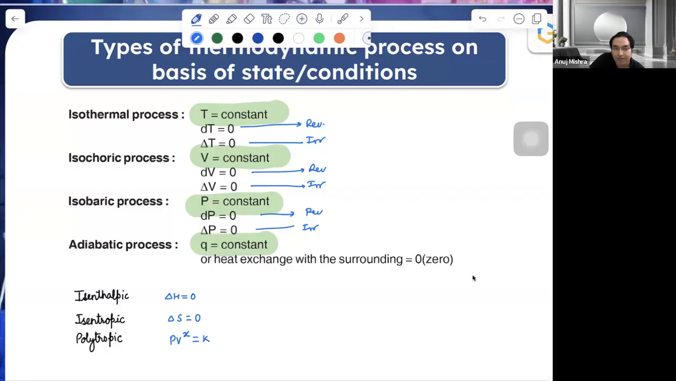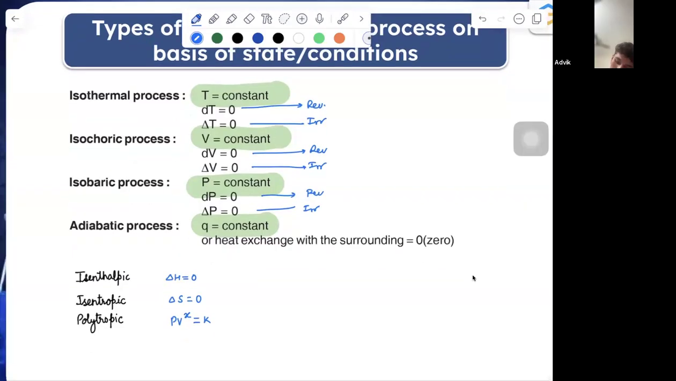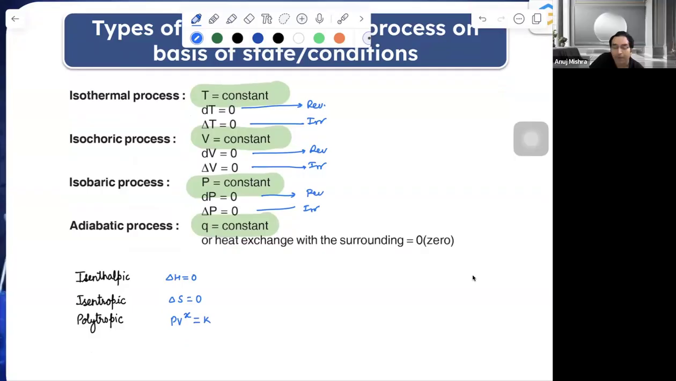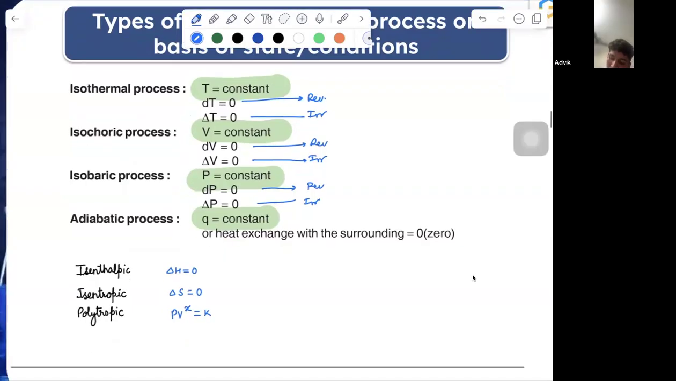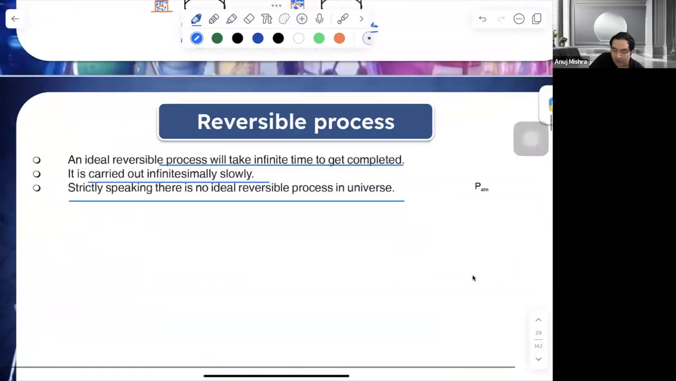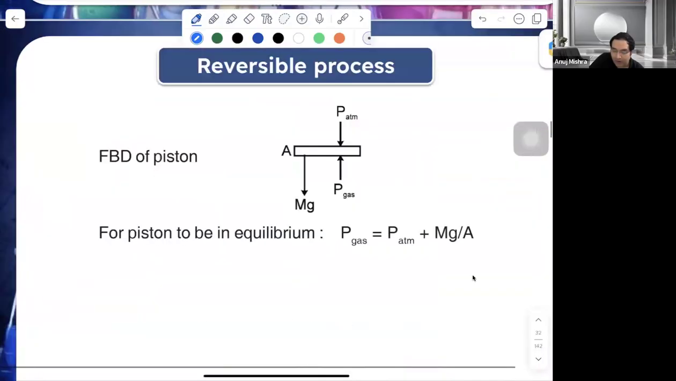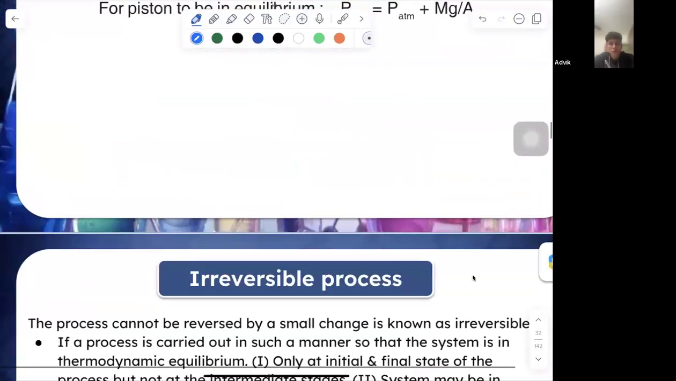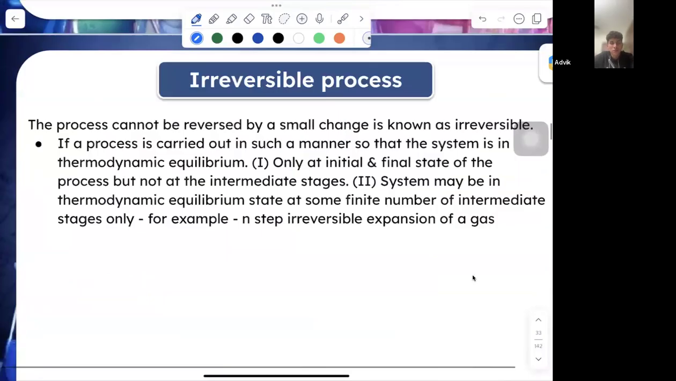चलो आगे चलें. 1 मिनट सर, पॉलीट्रॉपिक। सर, पॉलीट्रॉपिक आप एक्सप्लेन कर सकते हो? हाँ, PV power X is constant. We'll talk about it in detail. Don't worry. Okay fine sir, just like PV power X is constant. Now, so reversible is clear, irreversible is fine, and we understand different process names at least.